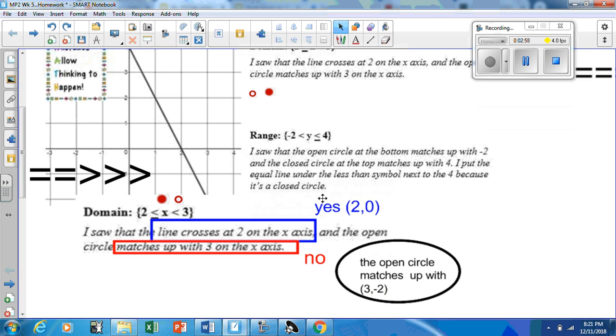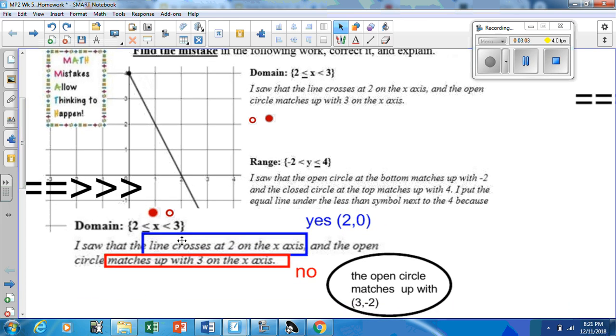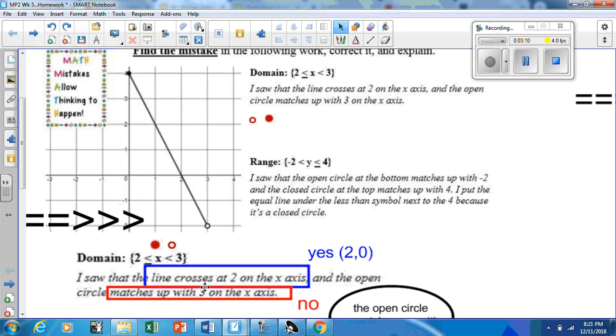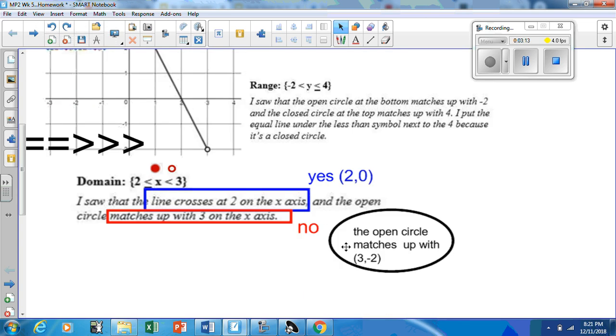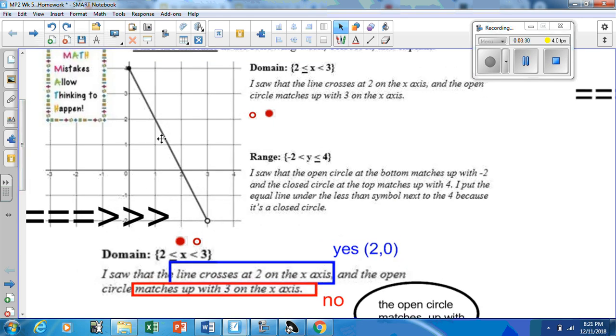So next to the 3, I should have an open circle. And next to the 2, I should have a closed circle. And I don't have that at all. So that's another reason that this is not accurate. Okay? Let's continue. Let's examine our range now. In my range, I'm asked to consider this.